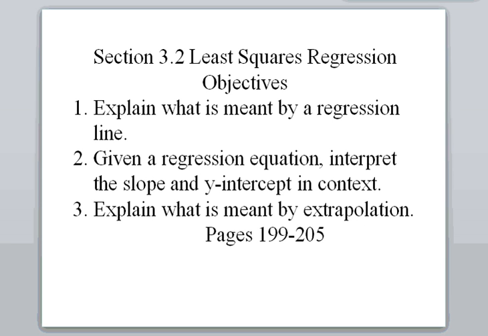Section 3.2, least squares regressions. So we've got some objectives here. We want to explain what is meant by a regression line. Given a regression equation, we want to interpret the slope and y-intercept in context. We want to explain what is meant by extrapolation. These first three objectives are found on pages 199 to 205. These ideas will be supporting those three objectives.